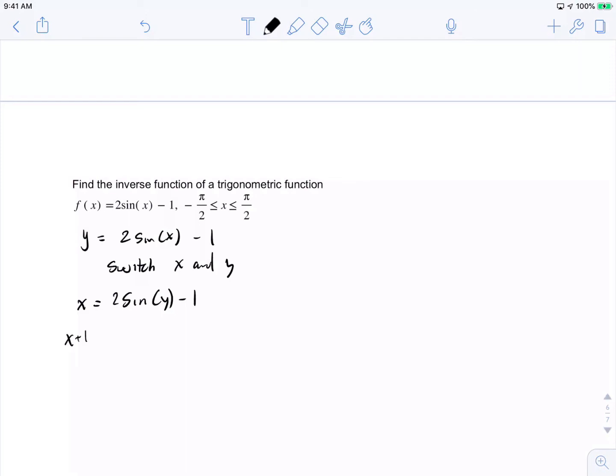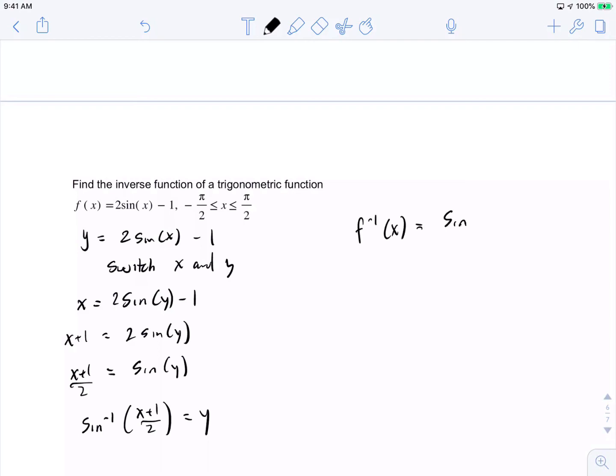The first thing I need to do is add 1 to each side, which gives me x plus 1 is equal to 2 sine y. Then divide by 2 each side, which gives me sine of y. Now, to get rid of sine, we can go by sine inverse. So sine inverse of x plus 1 over 2 is my y. I'm rewriting that y now to be f inverse of x, and that's going to be sine inverse of x plus 1 over 2. And that is the inverse function of the given problem.